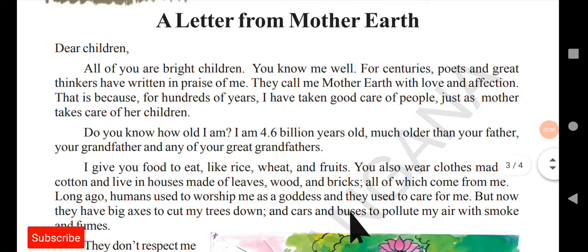So children, keep all your eyes and all your ears completely on this topic, because this is a letter from Mother Earth. Okay, dear children, whom is Mother Earth addressing here? Children. So dear children, this is a letter for you all children. Okay, all of your bright children, you know me well. So of course it is appreciating you all. It is telling that all the children are very bright and you all know me very well. That means you all know the earth. You all know it, right?